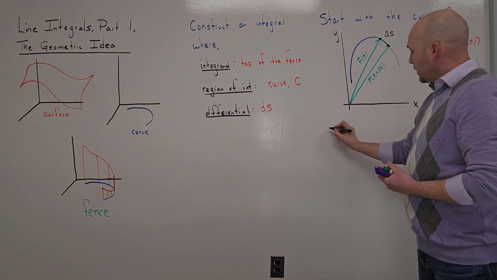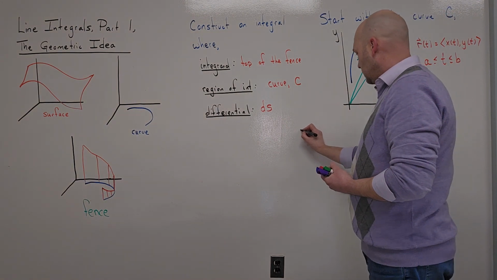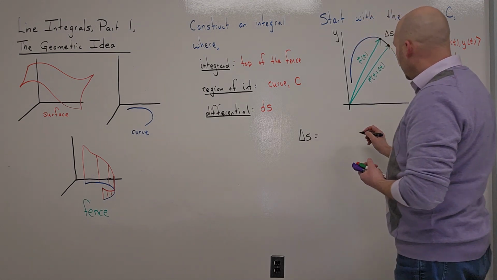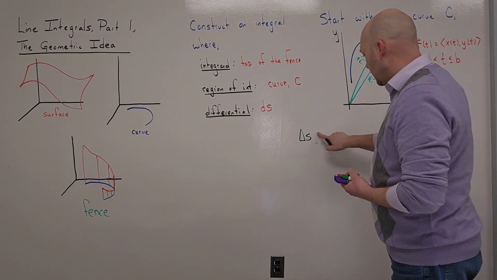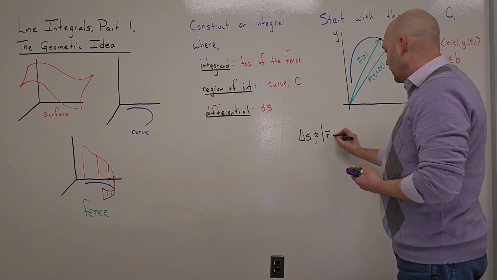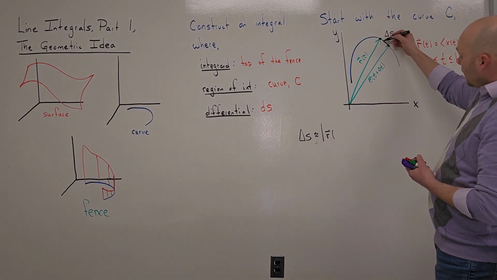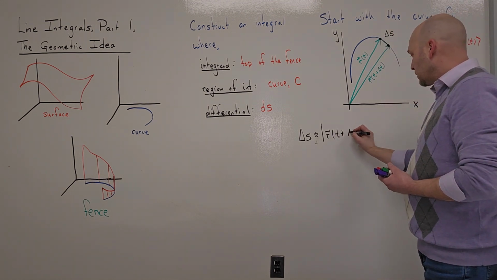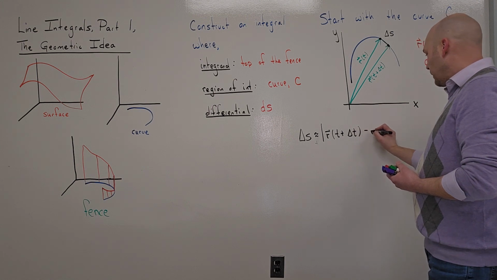I have the change in arc length, or the arc length there, is approximately equal to the magnitude of the difference of the vectors, so it'd be the length of this vector here, r of t plus delta t minus r of t.